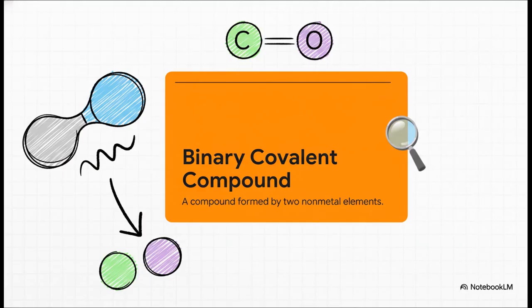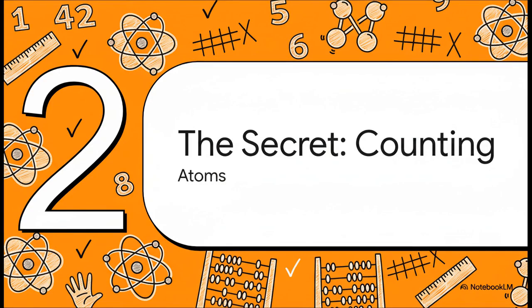Now, the official term for what we're naming is a binary covalent compound. Whoa, that sounds like a mouthful, but don't let the fancy words scare you. Let's just break it down. Binary just means two. That's it. So we're talking about molecules made from exactly two different nonmetal elements. Think carbon and oxygen.